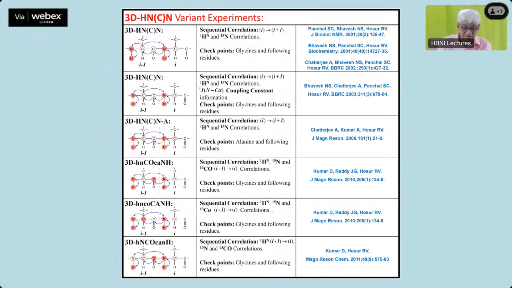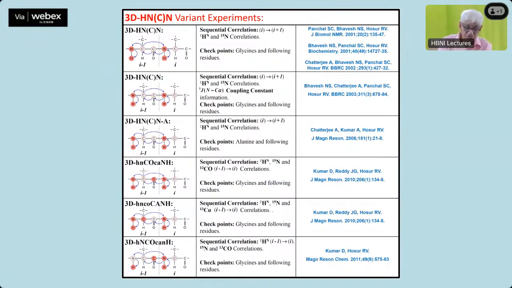3D HNCO-CANH. We will not go into the full detail. The magnetization transfer pathway is indicated here. In this one, you go from the amide to the nitrogen, nitrogen to the carbonyl, carbonyl to this C alpha, from this C alpha to this nitrogen, then from nitrogen to the amide proton, and you detect it. So the bold letters here are the nuclei which are actually detected. Other ones are used for the transfer of magnetization pathway.